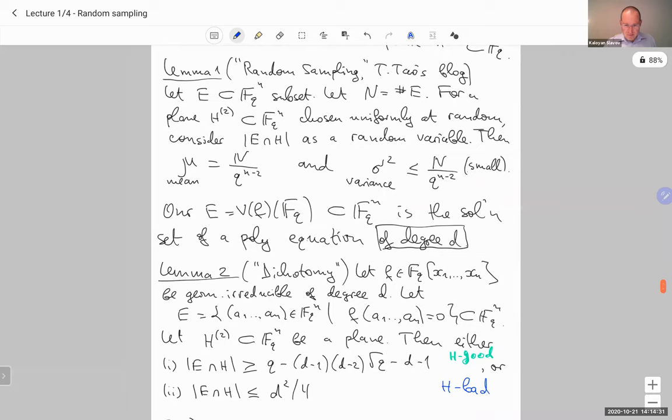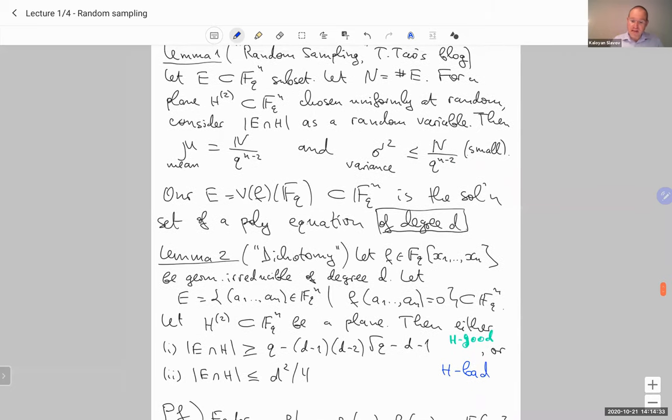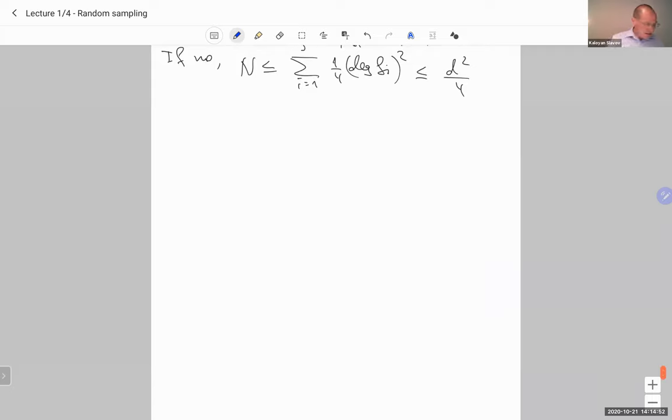If we have a subset, we can slice it with planes, and then most values are concentrated close to the mean. And the second lemma is that each intersection is either very large or very small. Now let's see what we can pull out of lemma one and lemma two. Now we are getting into the actual argument.